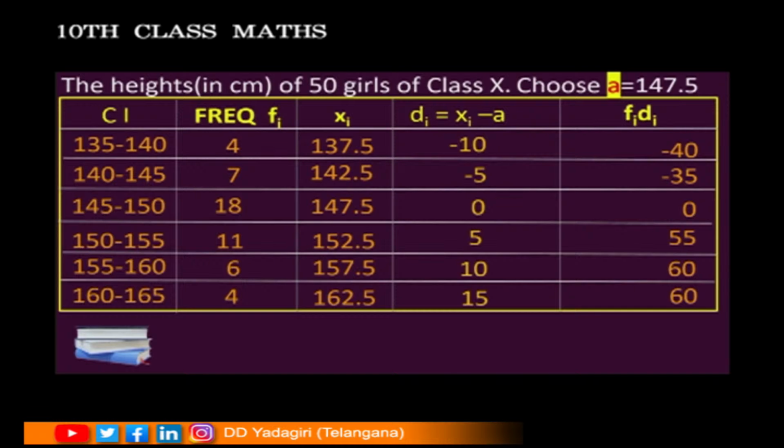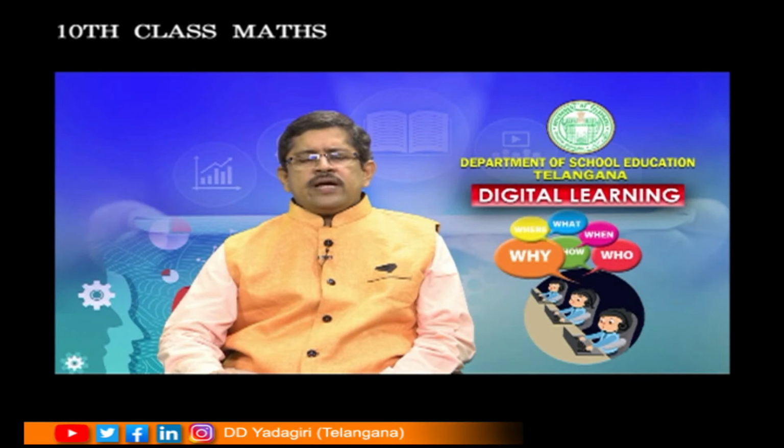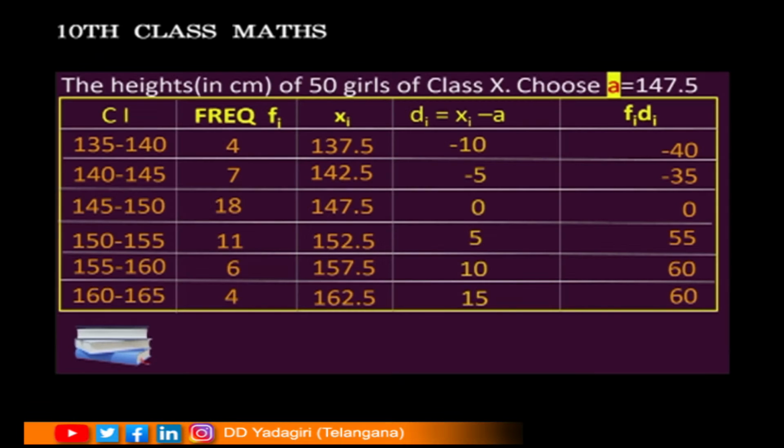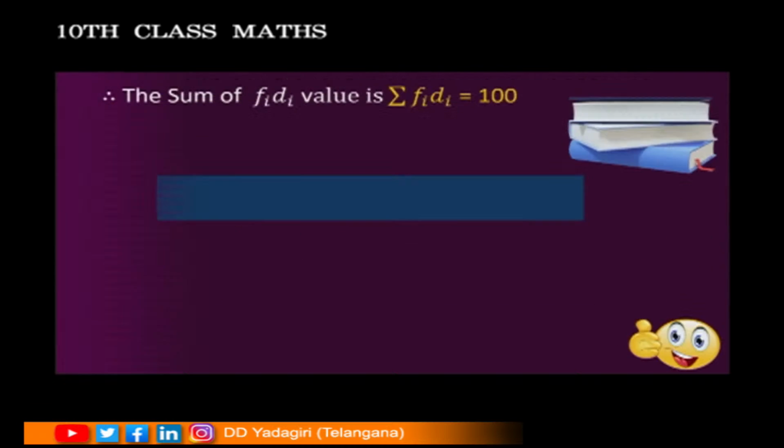Now you are going to add up all the frequency values and add up all the fi di values. So sigma fi value is 50, the number of students, and sigma fi di, when you add up minus 40, minus 35, 0, 55, 60 and 60, you get sigma fi di value as 100. So after getting the sigma fi and sigma fi di, what is the next step you have got, children? You have got the formula to be applied. So let us try to apply the formula.